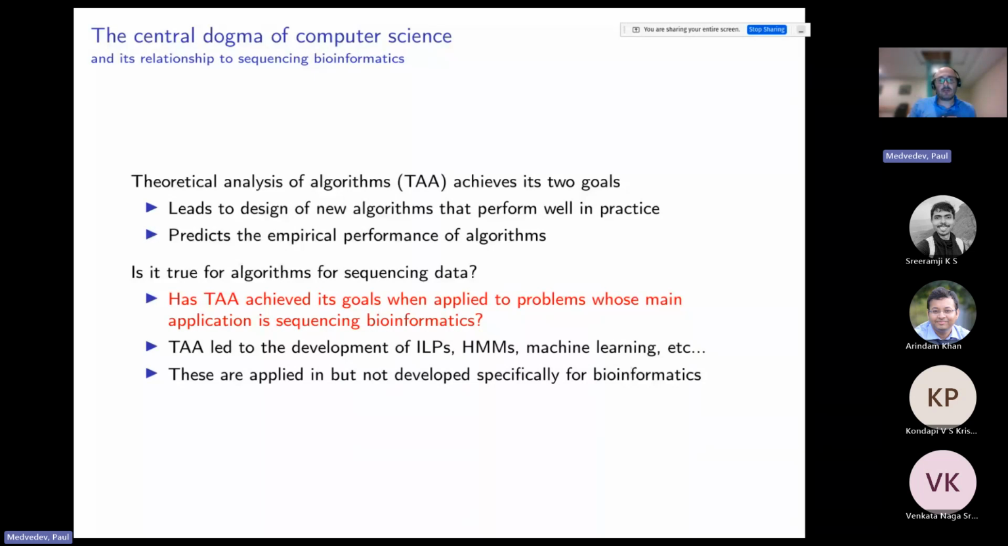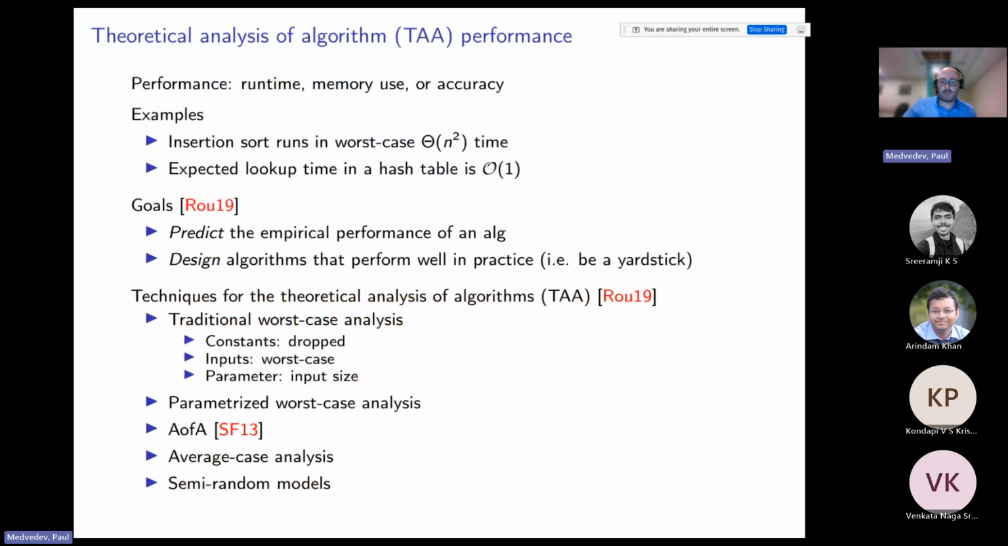But sequencing bioinformatics is using these as black boxes. What I'm really after is the algorithms that we are designing specifically for this field, for sequencing bioinformatics, and we're doing theoretical analysis of them. Is it achieving the performance, the design and prediction goals that I mentioned here?